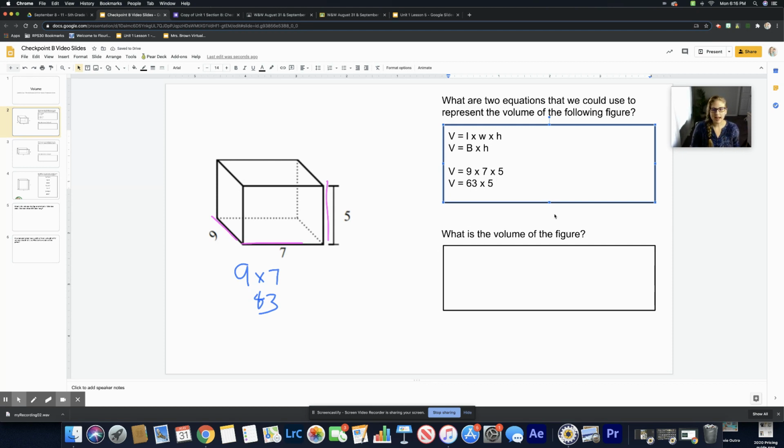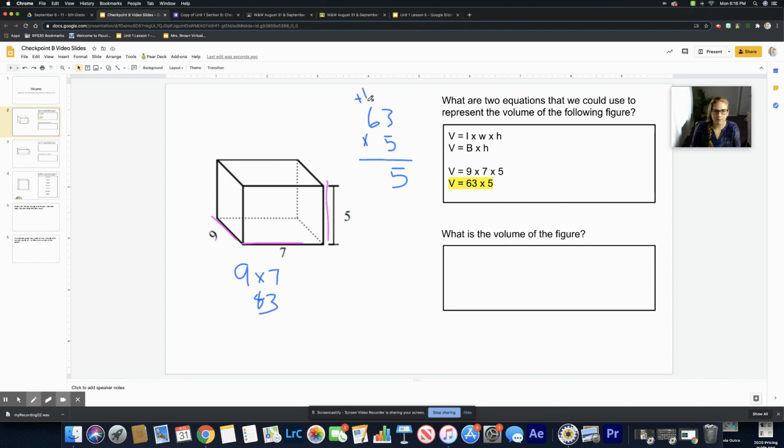Now what I have to do is figure out what the volume of the figure is using one of these equations. So I'm going to use this equation here to figure out the volume. So 63 times 5, and you could have used the other equation if you wanted. 5 times 3 is 15. Put my 5, carry my 1. 5 times 6 is 30, plus 1 is 31. So I have 315.